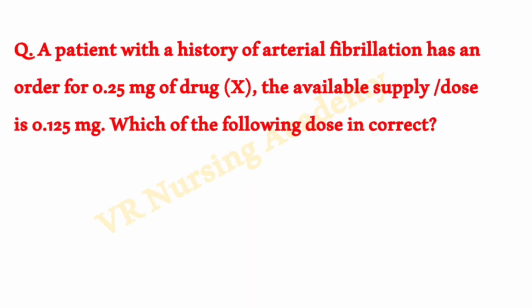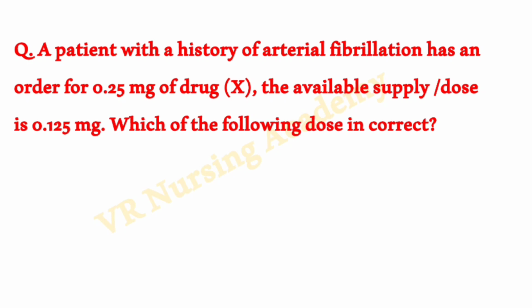Next question. A patient with a history of atrial fibrillation has an order for 0.25 mg of drug X. The available supply per dose is 0.125 mg. Which of the following doses is correct?